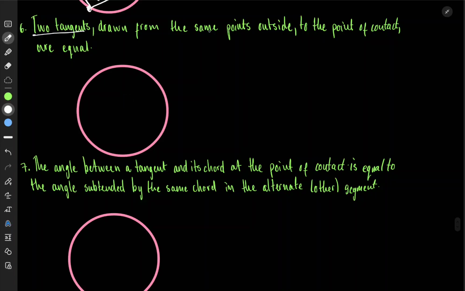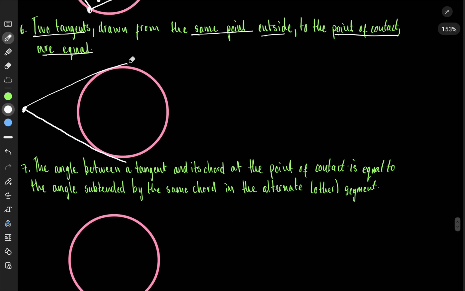2 tangents drawn from the same point, outside to the point of contact, are equal. So if we draw two tangents from the same point P, we draw a tangent like this, and we draw another tangent like that. Now, we want these two tangents to end right at the point of contact, where they touch the circle. If they end there, then they will be equal.